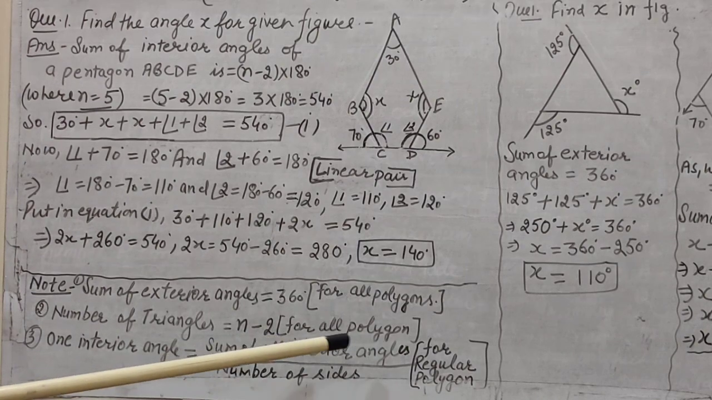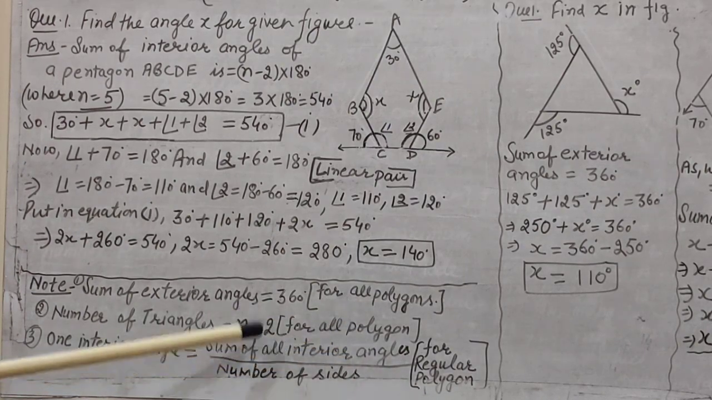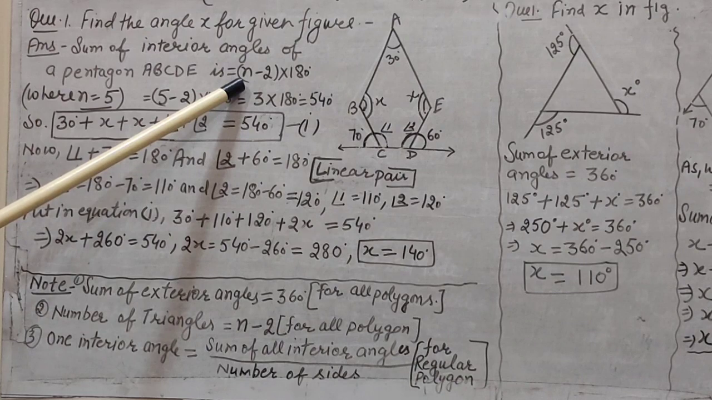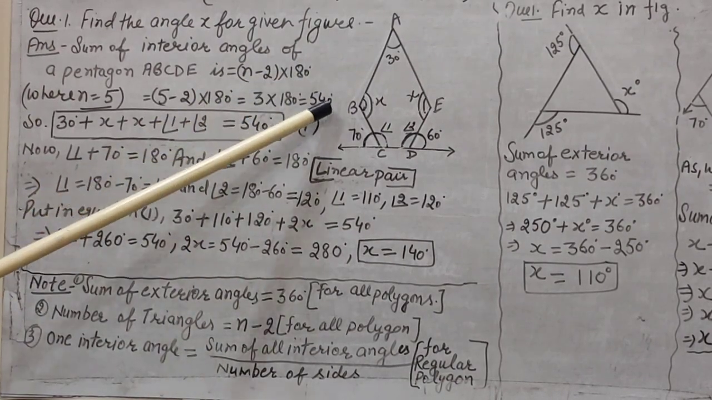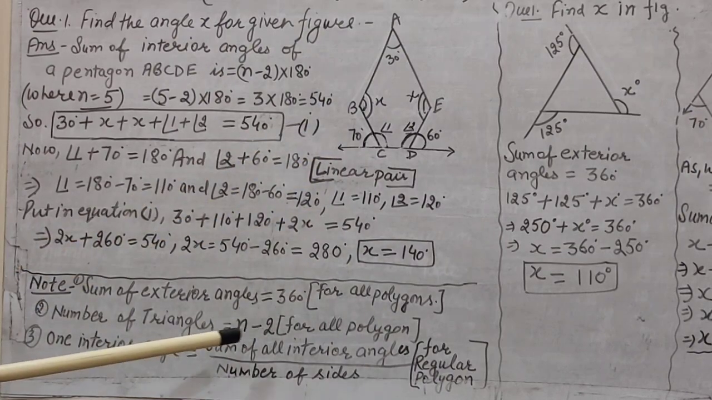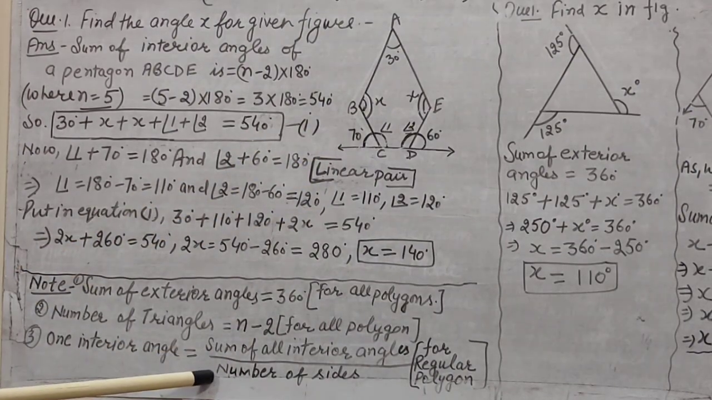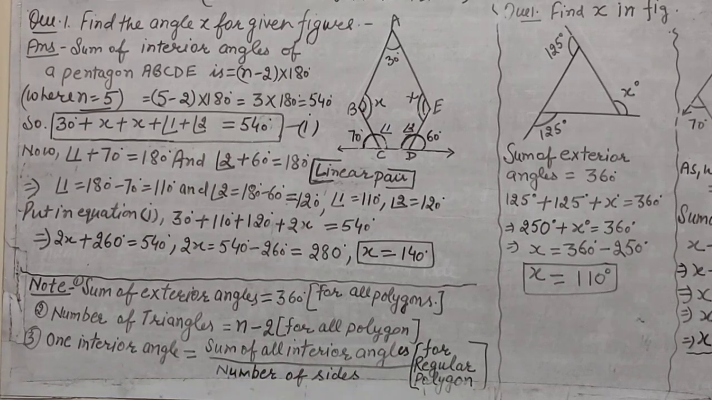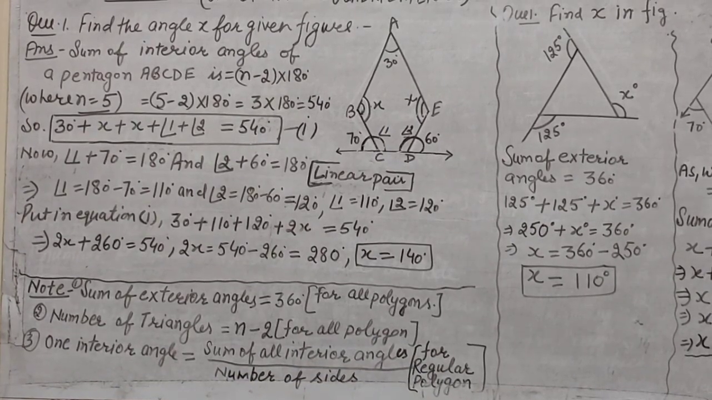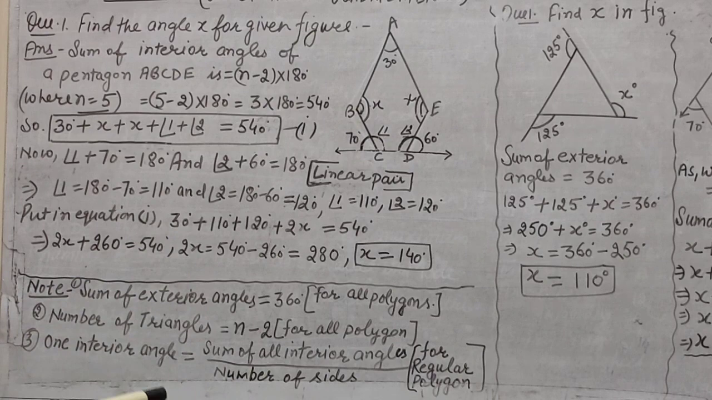For example, suppose we want to find out the measurement of one interior angle of a pentagon. First of all, the sum of all interior angles of the pentagon we can find out with the help of this formula, that is (n minus 2) into 180. As we have already found out, it is 540. 540 divided by 5, we get the measurement of each interior angle, because all the interior angles are equal for the regular polygon. Alright, I hope you understand these formulas very well.